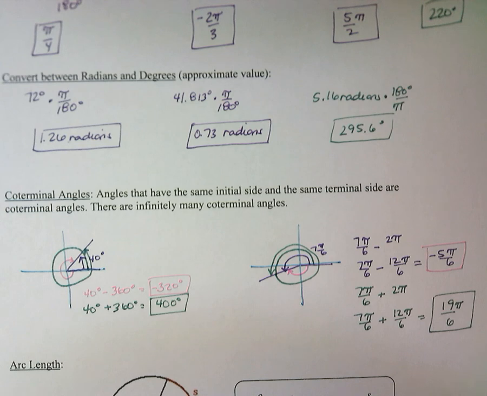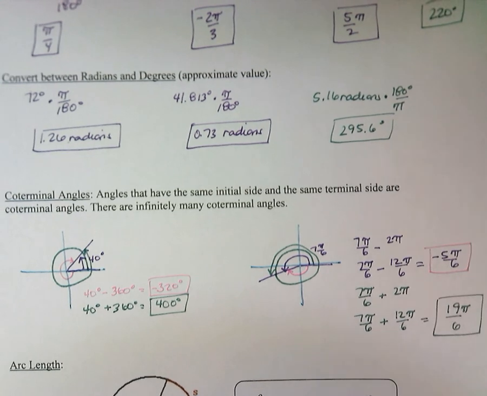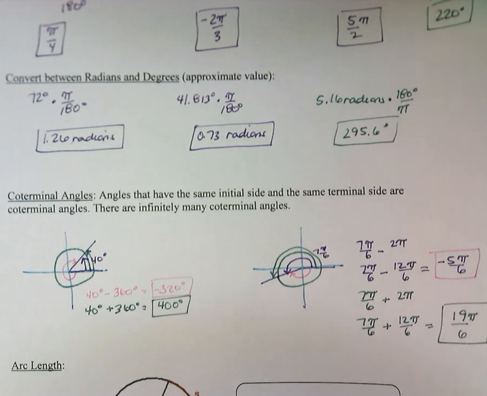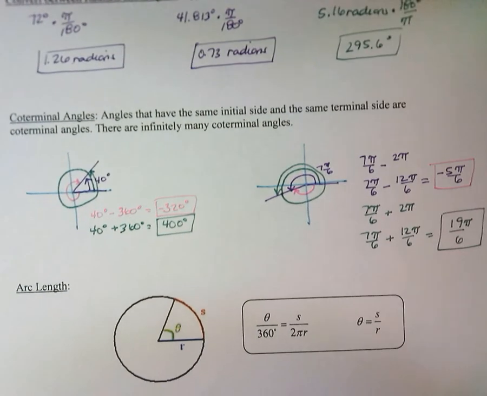Coterminal angle seems like a very simple concept, and it is a very simple concept. When it gets applied in other problems, sometimes students will forget what they're doing with them. So like I said, this is mostly just an introduction to radian measure.